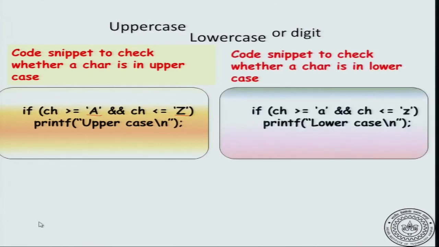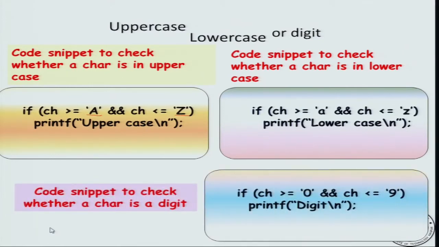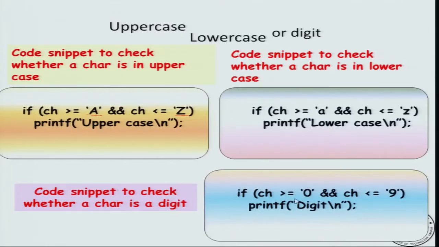Similarly, let us say that you want to check whether a character is in lower case. You can analogously write: character is greater than or equal to little a in single quotes, and it is less than or equal to little z in single quotes. If that is true, then you print that it is in lower case. Now, if you want to check whether a given character is a digit, similarly you can say that it is greater than or equal to the character 0 and less than or equal to the character 9.